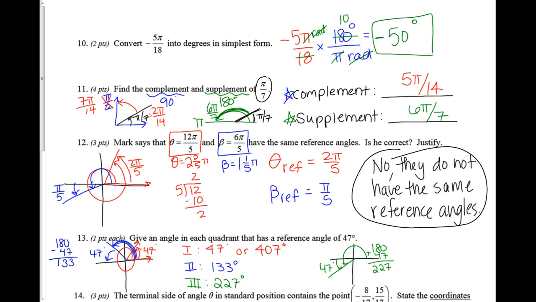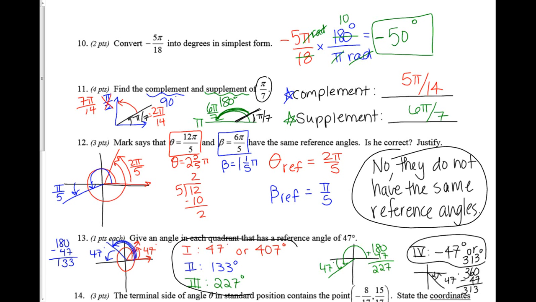And then the easiest angle that I could give in the fourth quadrant would be, what if I had just gone the other direction, and my angle would have been negative 47 degrees? You also could have done 360 minus 47, which would be 313 degrees. So there we go. There's infinitely many correct answers for this question, so I just gave a few.